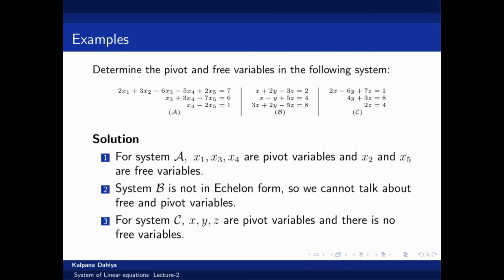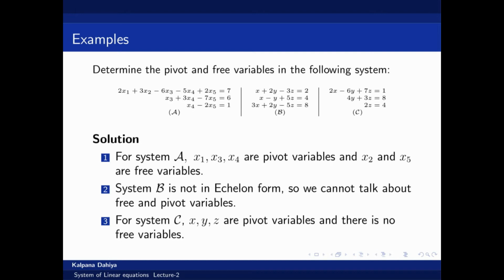If we talk about the system in the current form, it is not in echelon form. And if it is not in echelon form, then we cannot talk about free variables and pivot variables. Consider system C. Again we have 3 equations and 3 variables x, y and z.